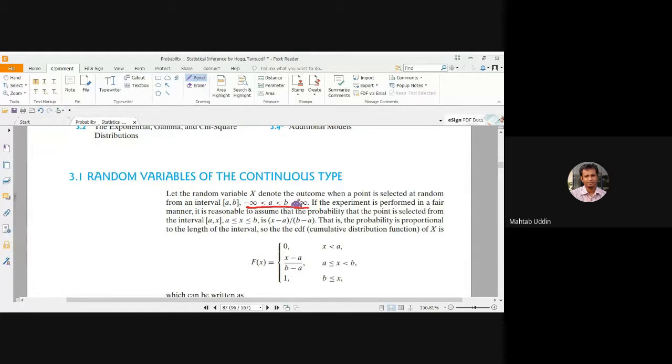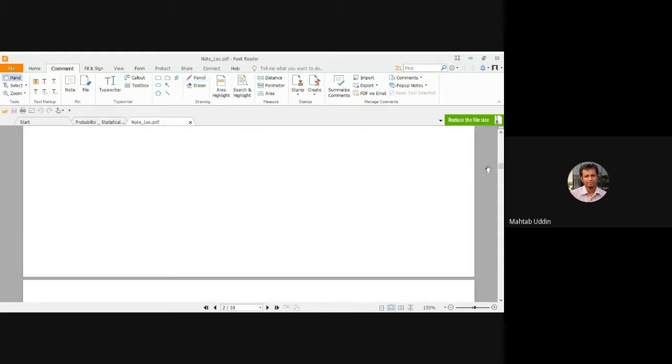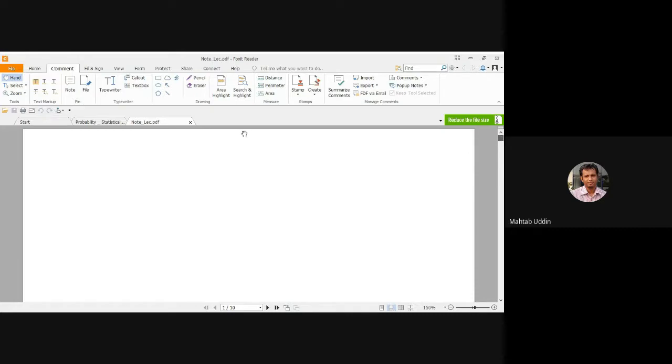Otherwise, all other properties will remain the same. This is like this. You can see you cannot count now A, B. You cannot count the values, but you can see the values within A to B. Like this. You cannot count X, but you can say X between A to B. So this kind of variables are called the continuous type variables. Now I'll show some basic properties of the continuous variables. I'm starting with a very important one.